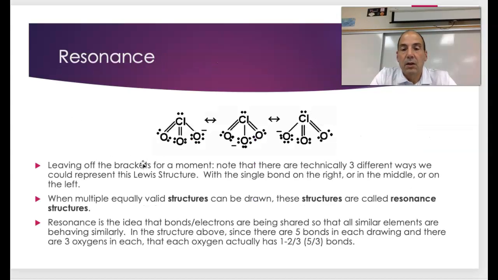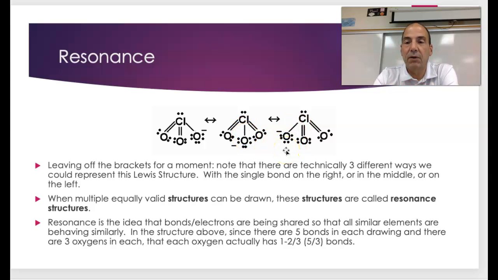So here are three resonance structures for that chlorate ion that I was just talking about. Yes, there should be brackets around it, and I wouldn't have drawn it this way, but it was the best image I could find since I'm not the neatest of artists. Anyway, when we see that there are multiple valid structures, we talk about resonance structures. So you notice here that we have the single bond on the right, here the single bond in the middle, here the single bond on the left.